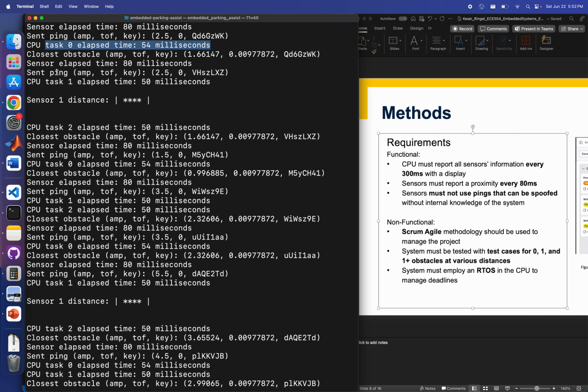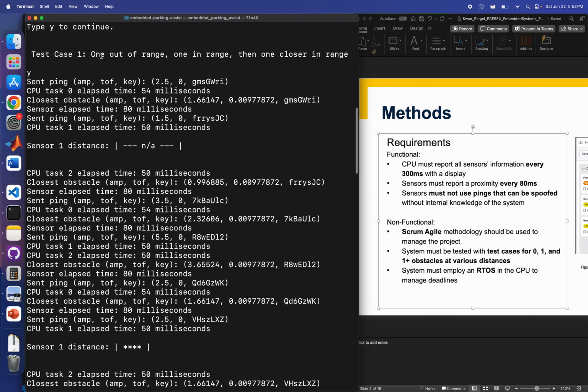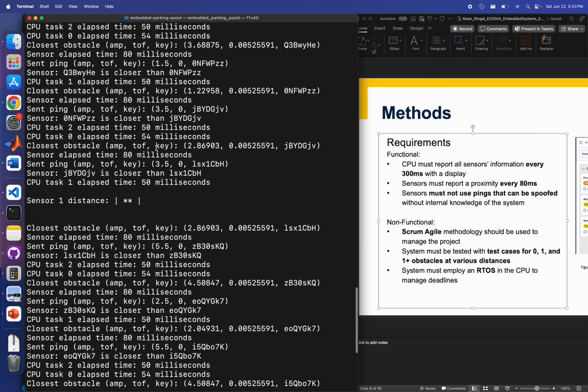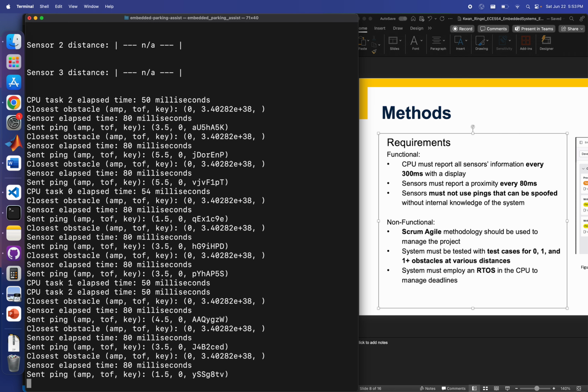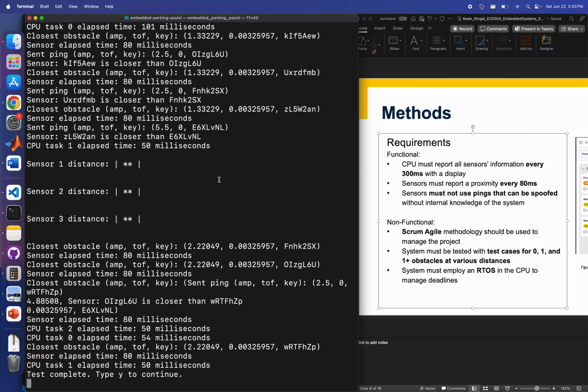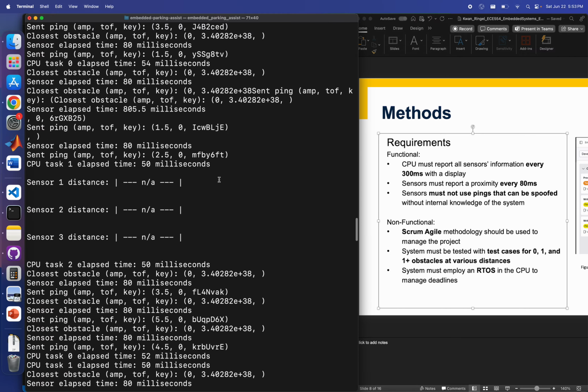This is representative of what it might be like on an actual system, because there could be a lot more digital signal processing going on. So you'll see that each of the tasks was given 50 milliseconds and took the 50 milliseconds correctly. Okay, and so that was this test where there was 1 obstacle out of range, 1 obstacle in range, and then after a pause, another one closer in range. So at the next test case, I'll hit Y to continue. Let's take a look at the output.